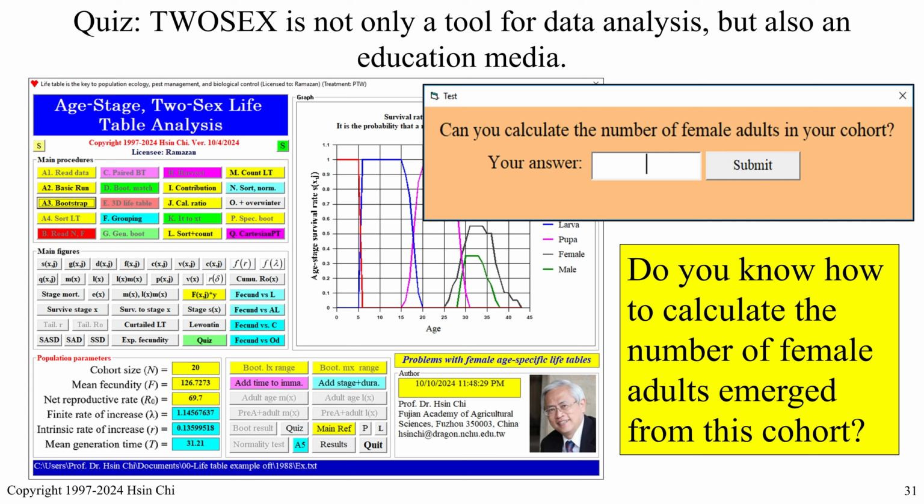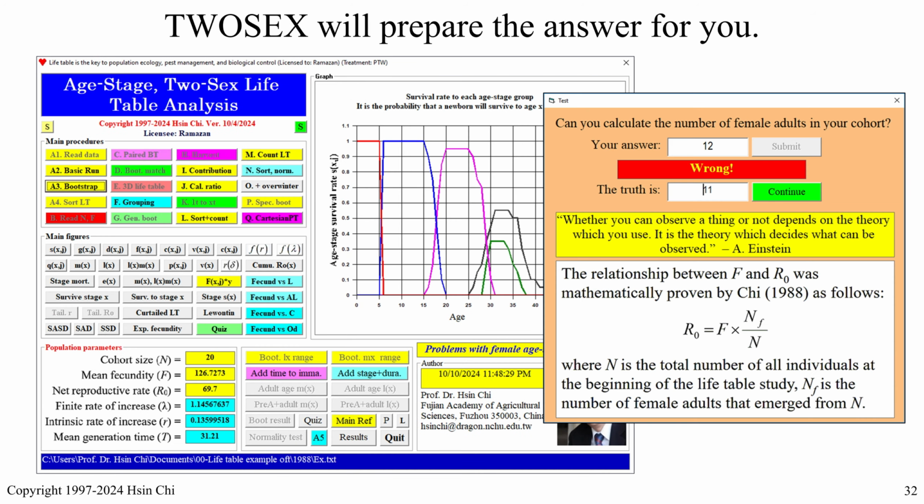TWOSEX program is not only a tool for data analysis, but also an education media. The TWOSEX program will show you the correct answer. As Einstein said, whether you can observe a thing or not depends on the theory which you use. It is the theory which decides what can be observed. It is important that you understand the theory. Only then can you correctly interpret your data in your paper.